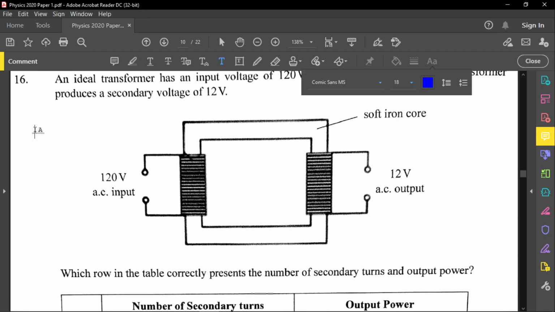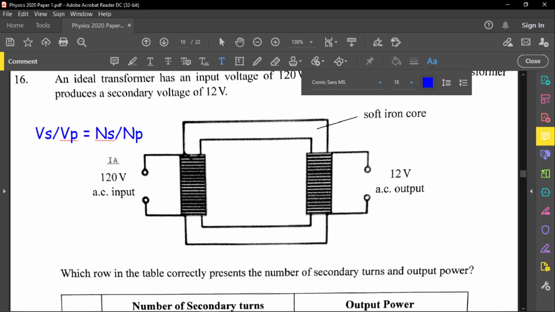And so the formula you want to remember here is that Vs, which is the secondary voltage, divided by the primary voltage, Vp, and those are voltages. So the secondary voltage over the primary voltage is equivalent to the number of turns, which is the secondary turns divided by the primary turns. So that's the formula to use to calculate.